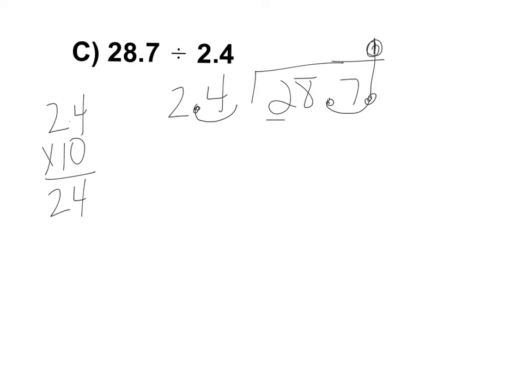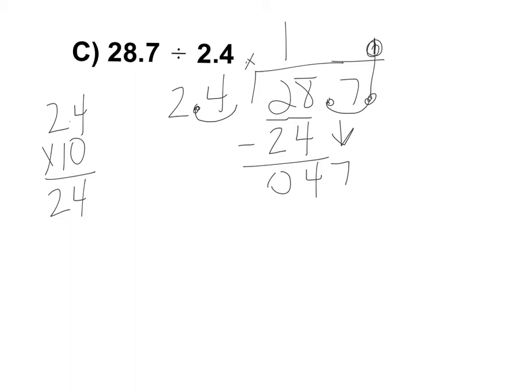Well, let's see here. 24 goes into 2. Oh, no, it doesn't. 24 goes into 28. Yes, it does. How many groups of 24 fit into 28? Well, just one. So then we put our 24 right here, because 24 times that 1 equals 24. We subtract 8 minus 4 equals 4. 2 minus 2 equals 0. Okay, so let's bring our 7 down because we still have more work to do.